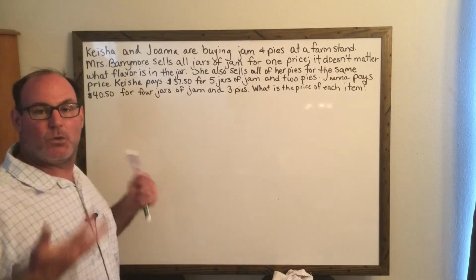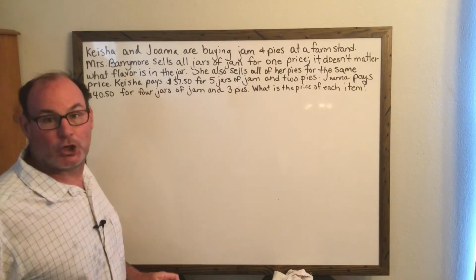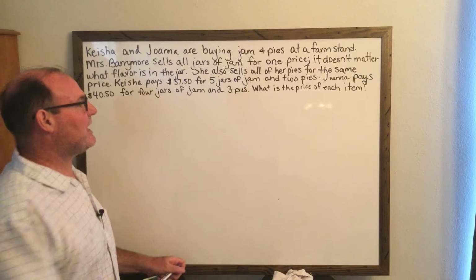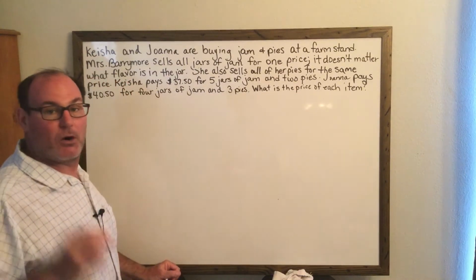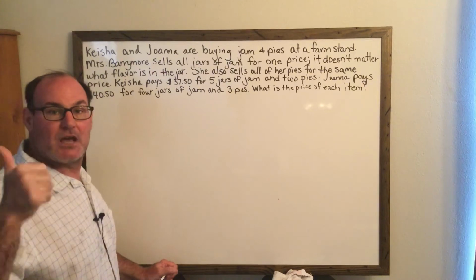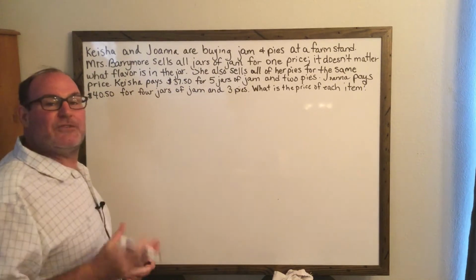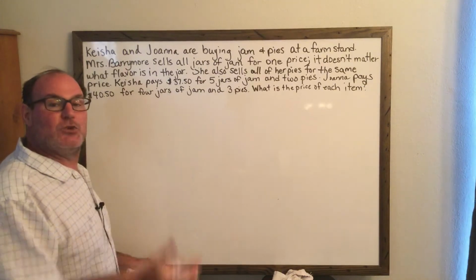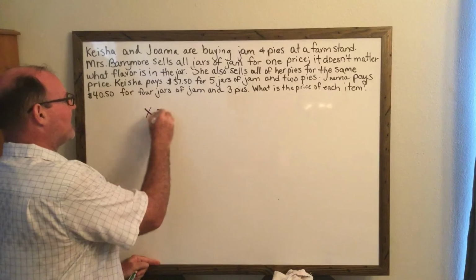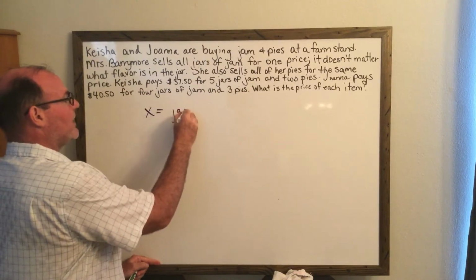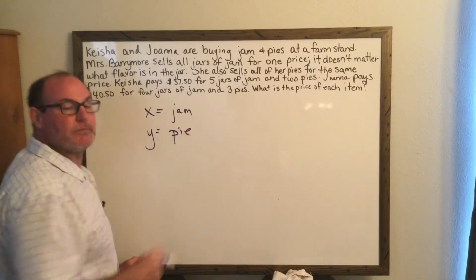So the way you go through a word problem, first, you have to identify what you're looking for. The question at the end says, what's the price of each item? So there are 2 things we're looking for: how much jam costs, and how much pies cost. Always define your variables so that when you get to the end, you know exactly what you found. So I'm going to let x equal the jam price, and y be the pie price.